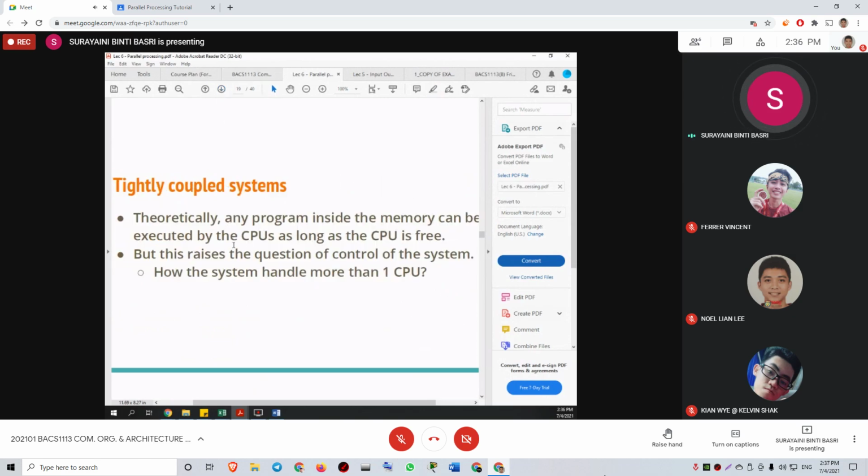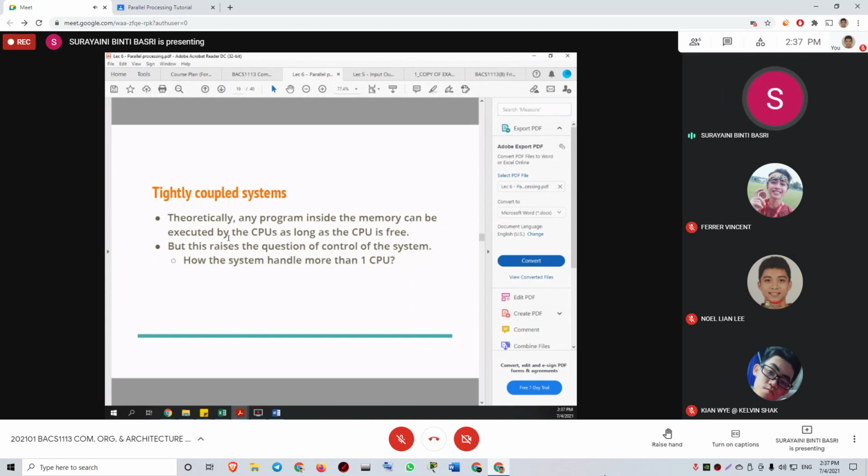Okay, so it shares the same RAM or memory. More on the tightly coupled system: theoretically, any program inside the memory can be executed by a CPU as long as the CPU is free. But this will raise the question of control of the system.